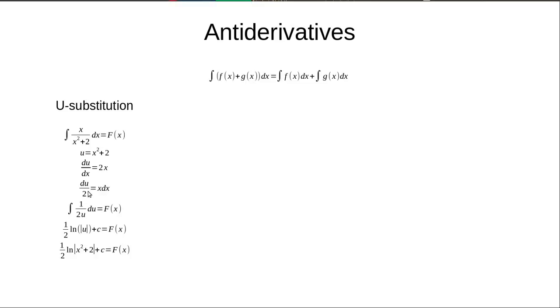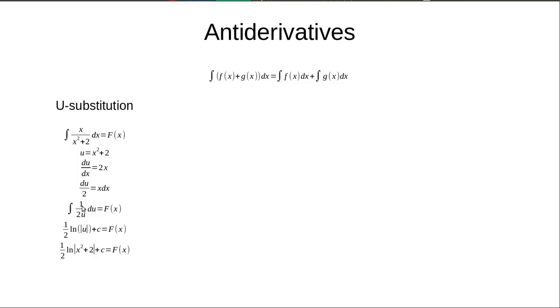And we can substitute the du over 2 and the u equals x squared plus 2 into our original equation to get the integral of 1 over 2u du equals our original capital F of x. Now it's very easy to take the antiderivative of this. It's just ln of the absolute value of u.